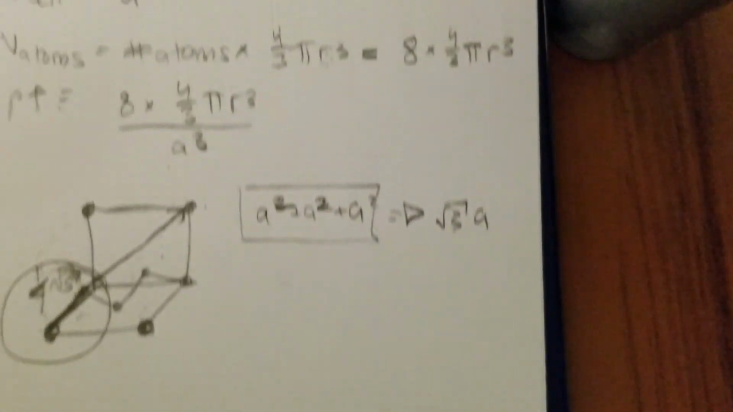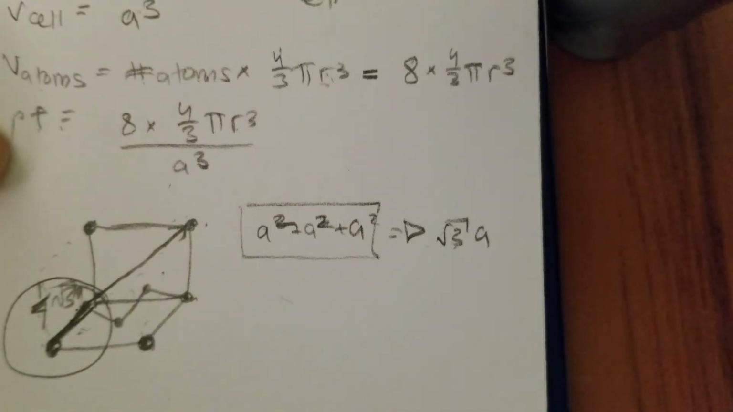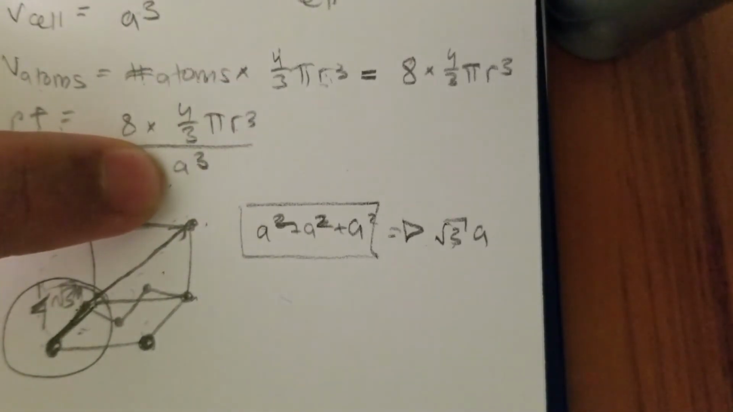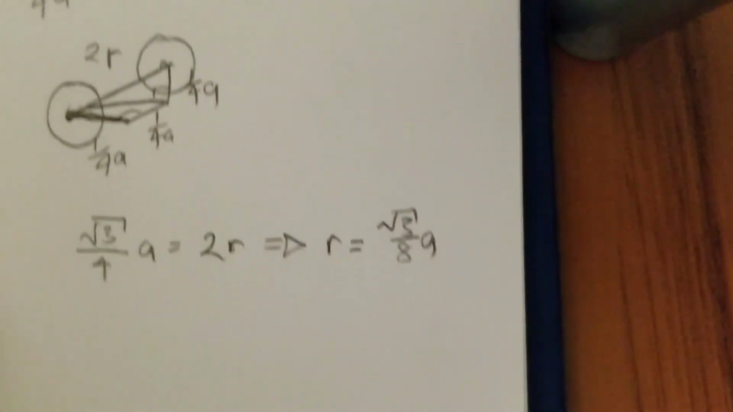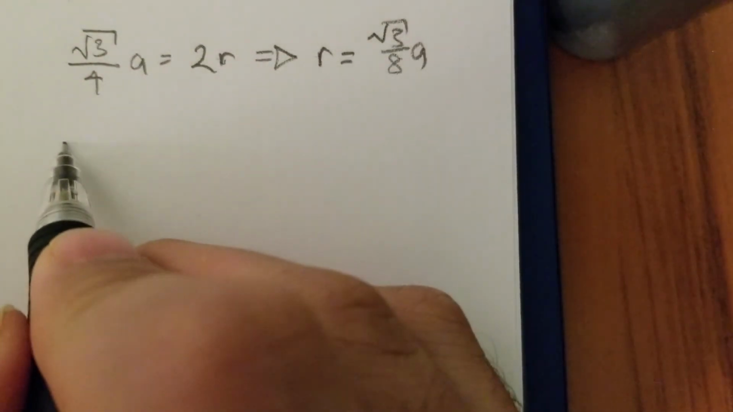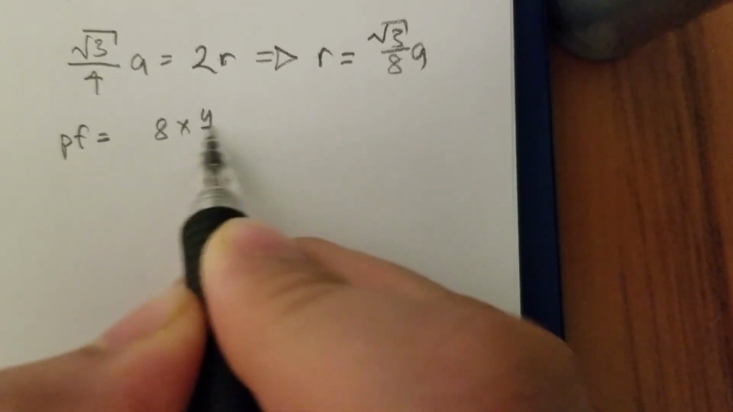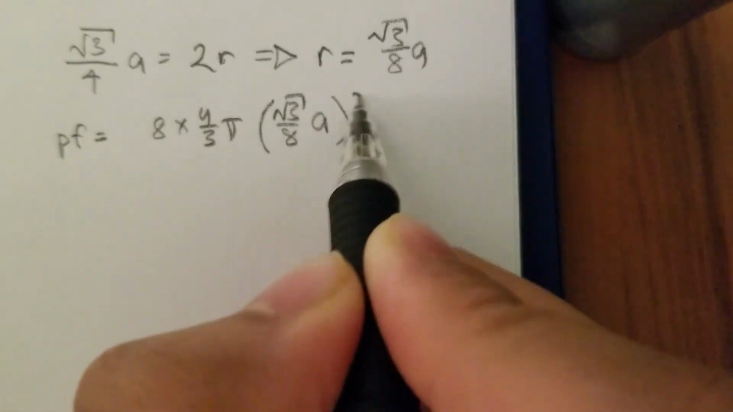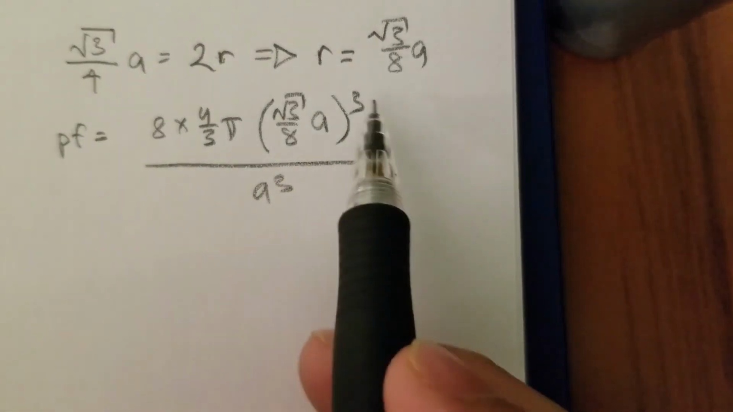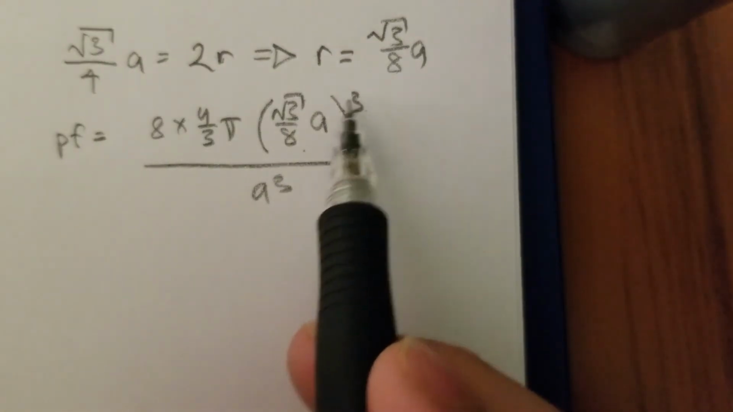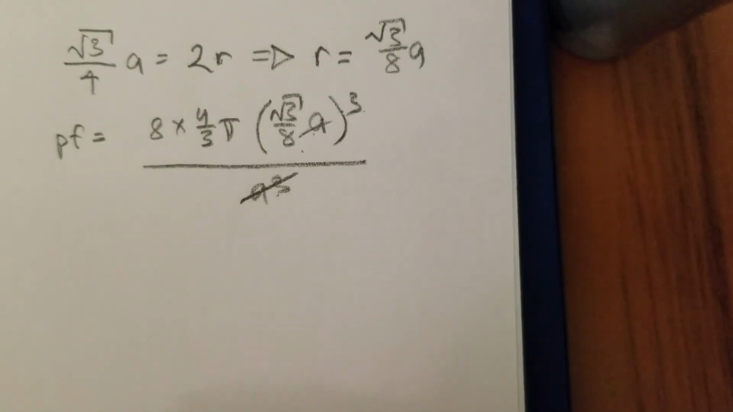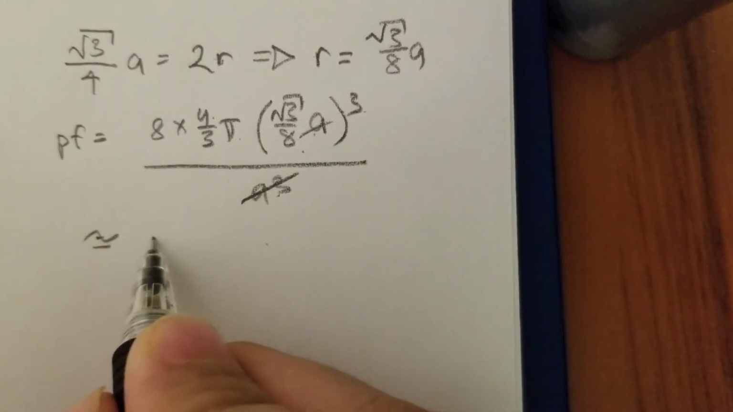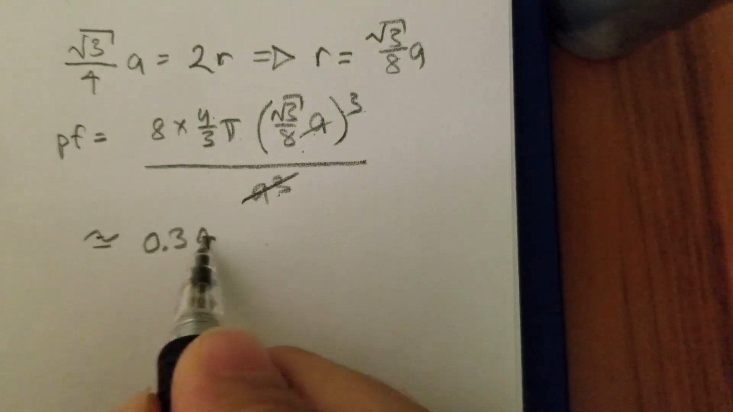Now because if we go back up here, we find that we can just plug it into our packing factor. We can plug in r with what we just got, and then we can get rid of the a cubed and a cubed. So if we do that, what we end up getting is packing factor is equal to 8 times 4 over 3 pi, and then instead of writing r cubed, I'll write this cubed, which is √3 over 8a, all cubed, divided by a cubed. Now if I were to distribute this cube into here, this would make it a cubed, and that would cancel with the a cubed below. And then what I end up getting is just a bunch of numbers, which if I put into my calculator, is approximately equal to 0.34. And that's your packing factor of a diamond.